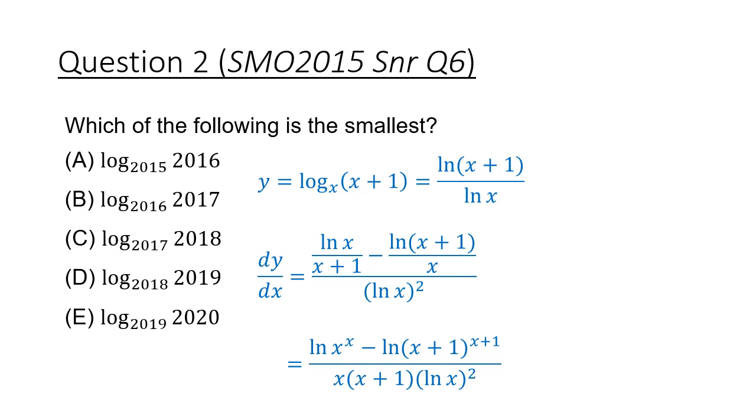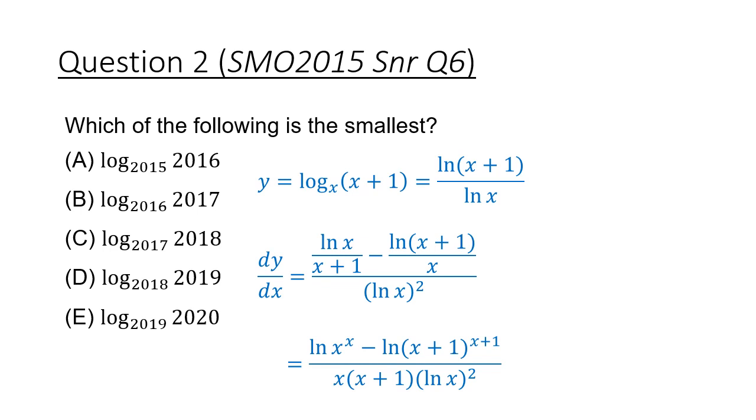We have ln x to the power of x minus ln x plus 1 to the power of x plus 1. And x to the power of x is an increasing function. Hence, ln of x plus 1 to the power of x plus 1 is going to be larger than ln of x to the power of x, since log itself is also an increasing function. So in our numerator, we're going to get a negative result since the second term is larger than the first term.